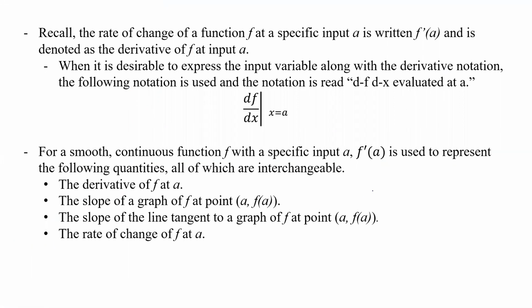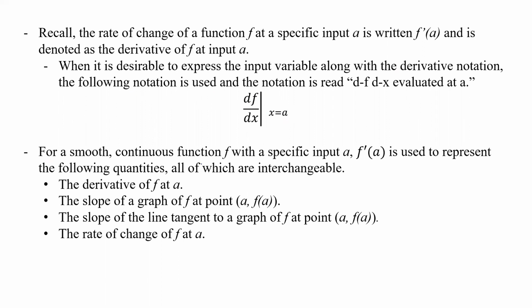All right, so if you remember from the last section, the rate of change of a function f at a specific input a is written as f prime of a, and it's noted as the derivative of f at input a. So we were calling it a derivative a little bit in class. When it's desirable to express the input variable along with the derivative notation, this is how it's done: df dx, and this means evaluated at x equals a. So we're taking df dx, that's the derivative, evaluated at x equals a.